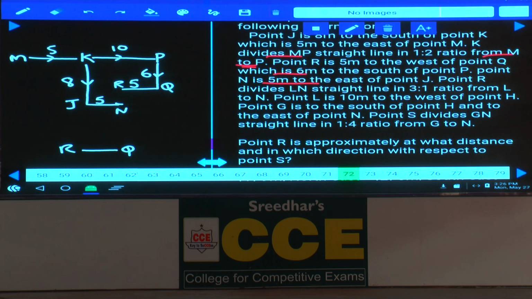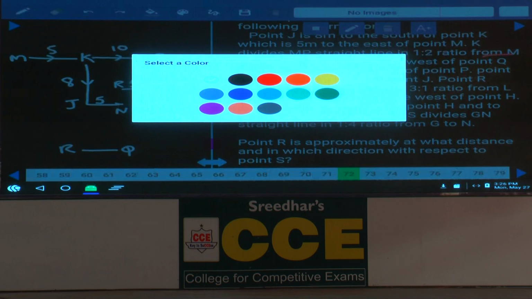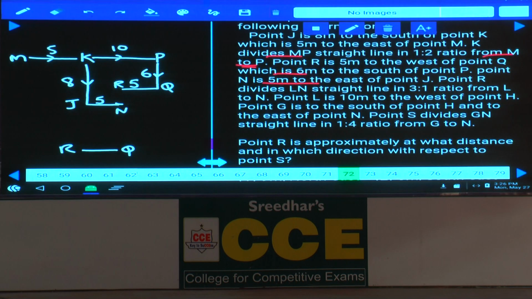R divides LN. Now this R is dividing the straight line L and N from L to N in the ratio of 3:1. Now this is 6 meters, and the total is how many meters? 8 meters. Now this 8 meters should be divided in the ratio of 3:1.